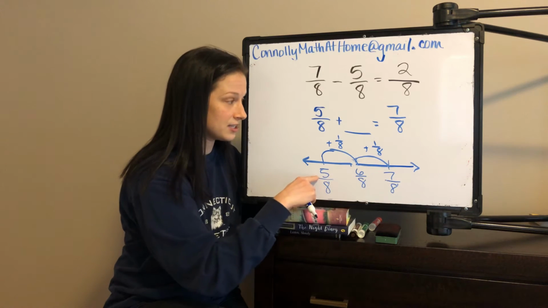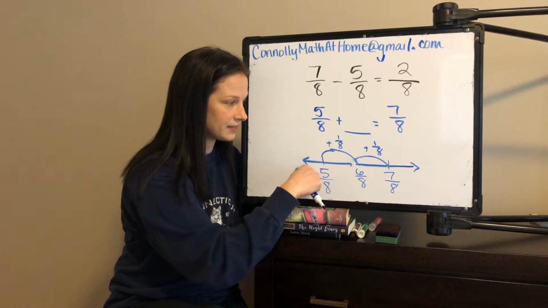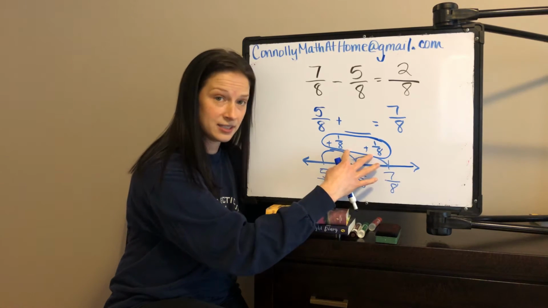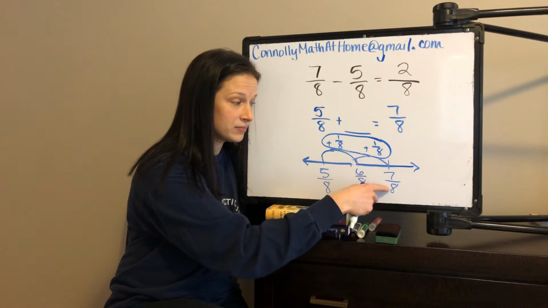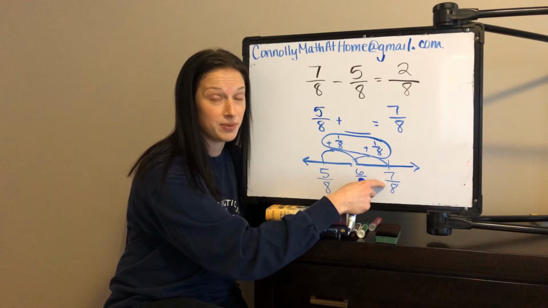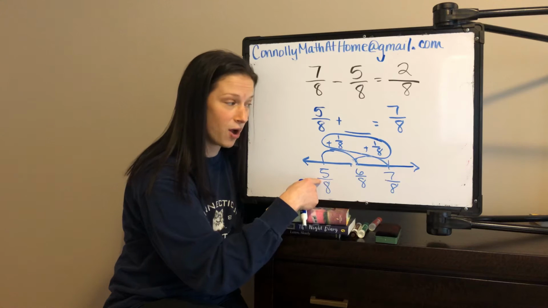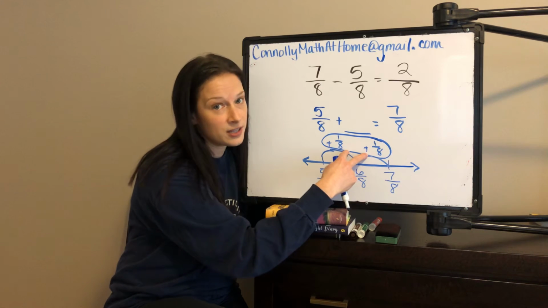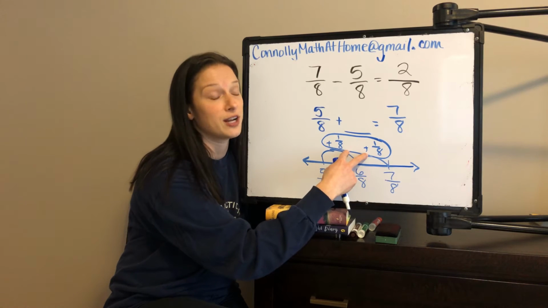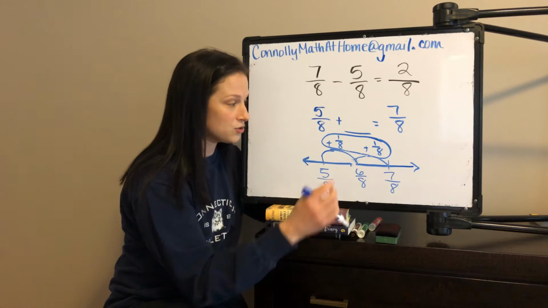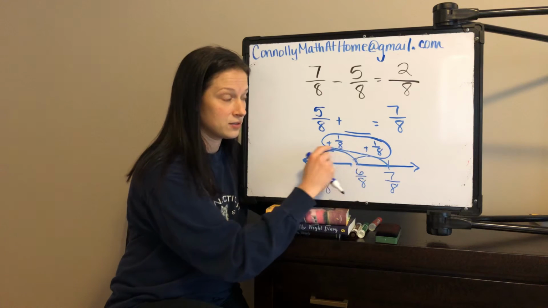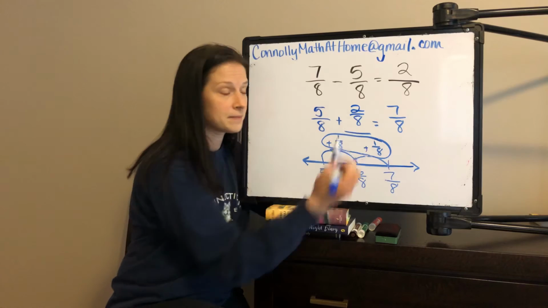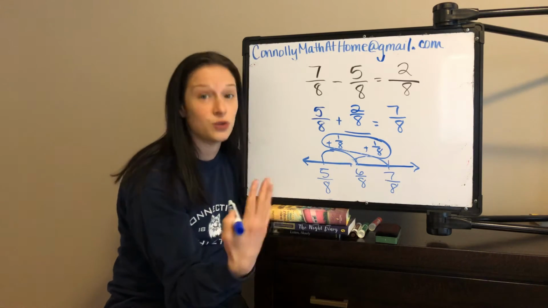Let's make sense of this. I started at 5/8. I added up 2/8, and the difference between how much further she walked and how far I walked was these 2/8 up here. So when you're using the number line, you really want to make sense of where you're finding your answer. What is the difference between these two numbers? 2/8. Do you see the 2/8 in this strategy? So you can add up.